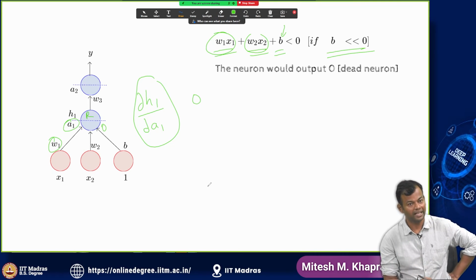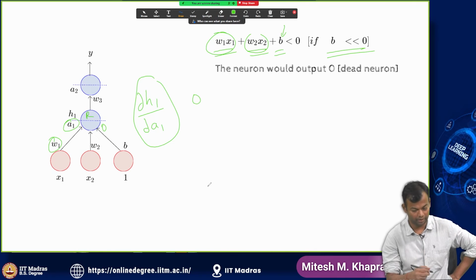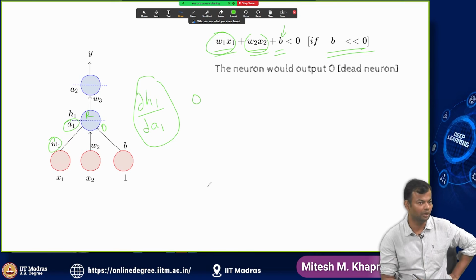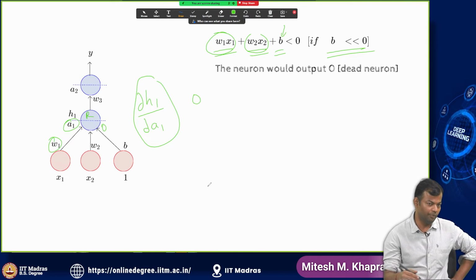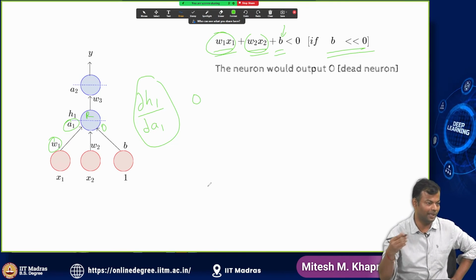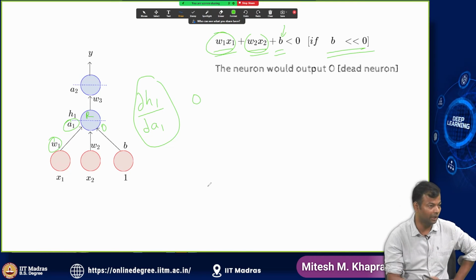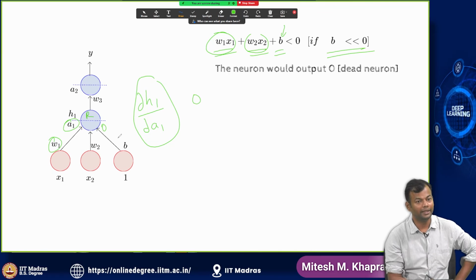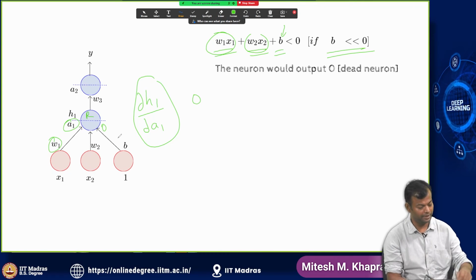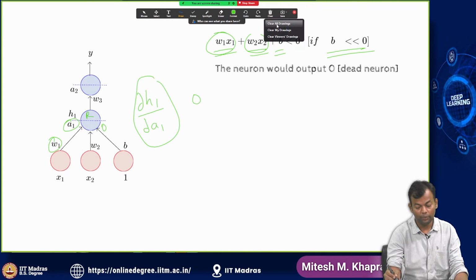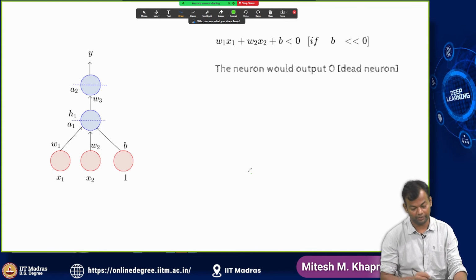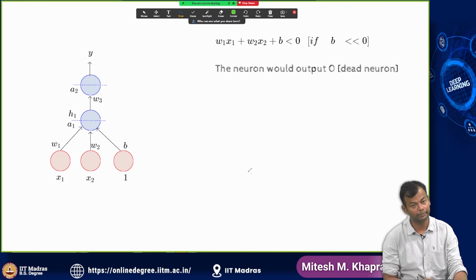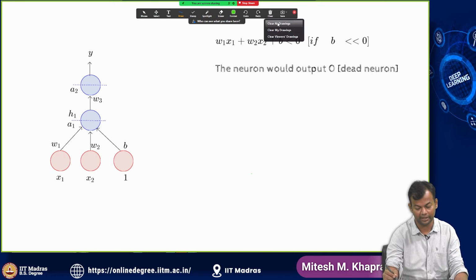So now the neuron's output was 0, which means it was a dead neuron, which is fine. If it's dead for this training example, I can live with it, right? But now W1 and W2 have not got updated, neither has B gotten updated, right? And now from here on, what will happen is that the neuron will remain dead for the rest of the training. It will never become alive again, right? So why is that the case?